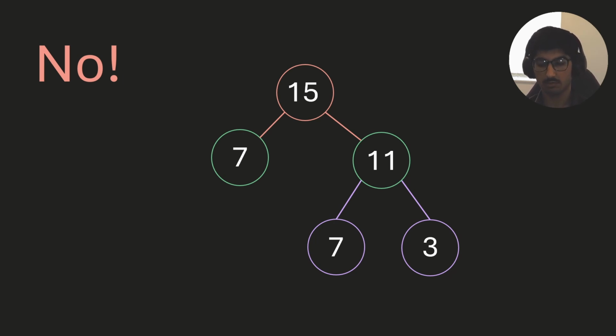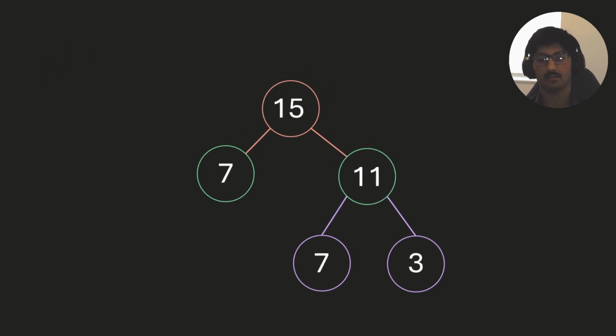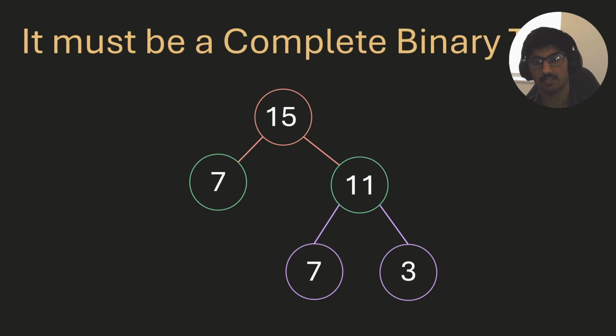But there's one more property which applies to both min and max heaps that I haven't talked about, and that property is the tree must be a complete binary tree. Regardless of whether we're doing a min heap or a max heap, it must satisfy this property. You might be asking, well, what is a complete binary tree? And that's a good question.